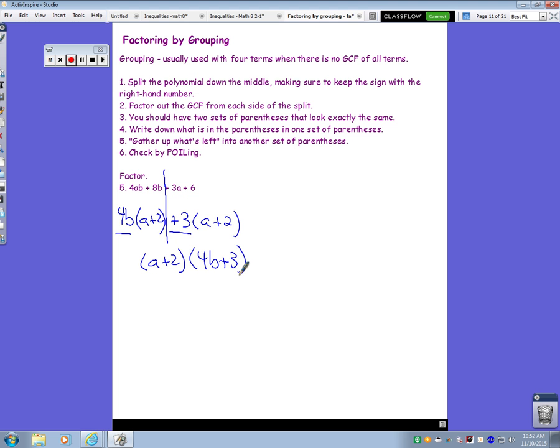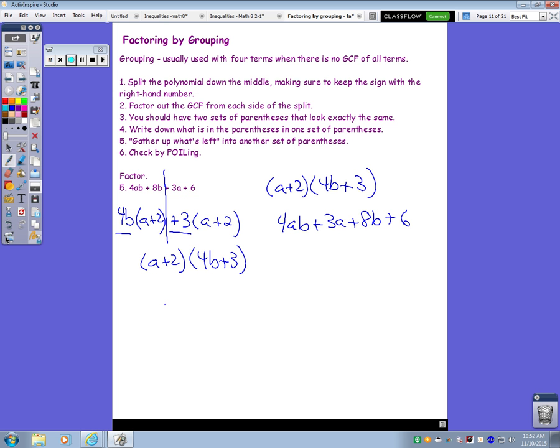So this looks very familiar. It's what we just did in the last unit. We're going to check this to make sure we get back to the original. So by using FOIL or double distribution, we are going to check this. 4ab, 8b, 3a plus 6. Beautiful. Works out great. So let's look at another example.